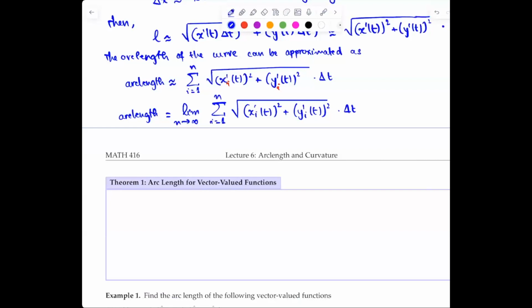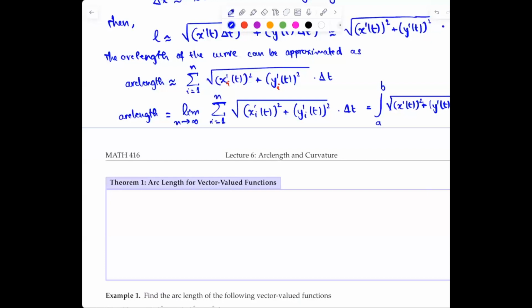And of course, in practice, we don't write like this. We don't use this formula to do calculations because it's very complicated to do so. So what you do is you replace the limit of the summations as the definite integral. So this is equal to the definite integral of square root of x prime of t square plus y prime of t square dt, for t going from A to B.